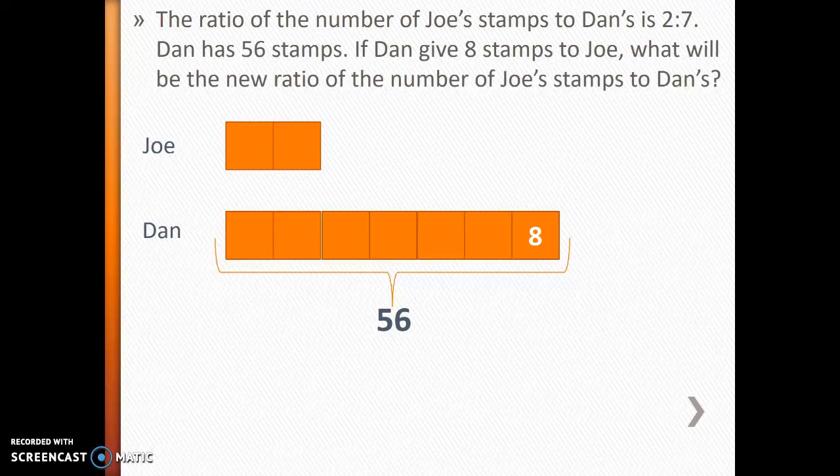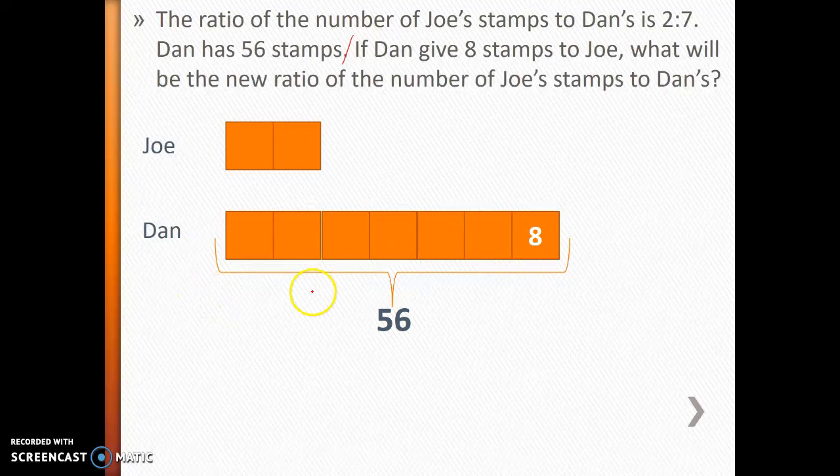And then it said Dan has 56 stamps. That's our next piece of information. So we've got that labeled right there. Now our after situation starts here. If Dan gives 8 stamps to Joe, what will be the new ratio of the number of Joe's stamps to Dan's? Okay, so we already figured out from the fact that Dan has 56. Well, I guess we didn't already figure this out, did we?